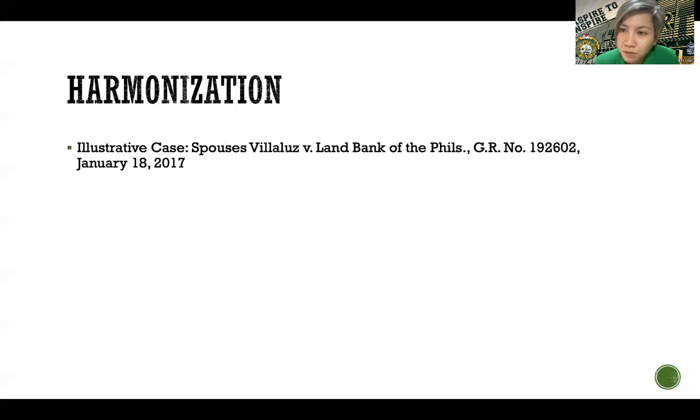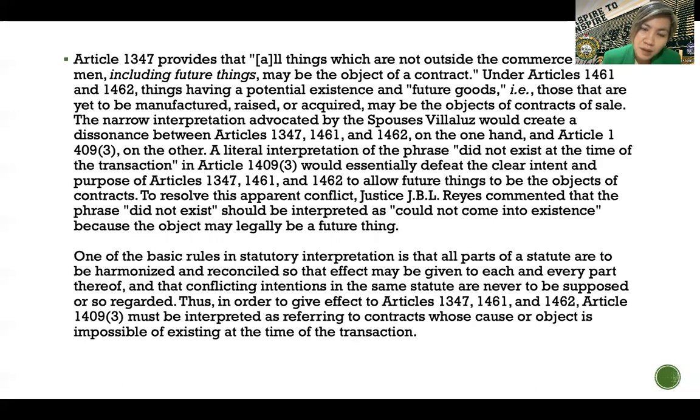So in the case of Spouses Villaluz versus Land Bank of the Philippines, we see here how the Supreme Court harmonized the law on sales with respect to the general law on contracts and obligations. So in this case, the court here said that this apparent conflict should be resolved by interpreting that the phrase found in 1409, that for those costs or consideration that did not exist, should be interpreted as one that could not come into existence. So they applied the basic rule in statutory interpretation that all parts of the statute, like the civil code, should be harmonized and reconciled.